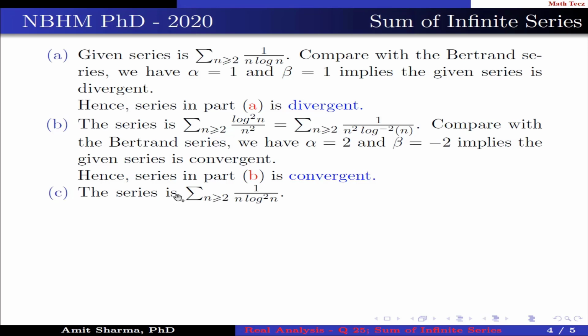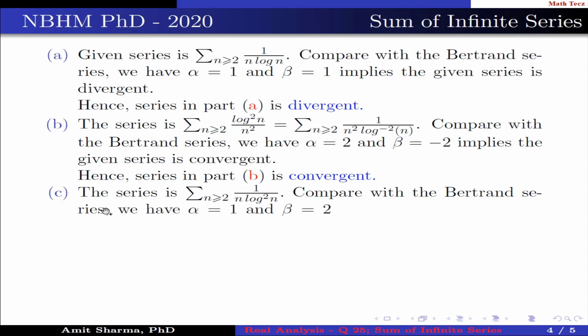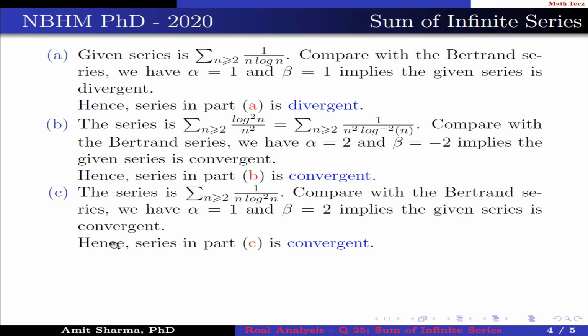Part C, the series is summation n greater than or equal to 2, 1 upon n log square n. Compare with the Bertrand series. We have alpha equal to 1 and beta equal to 2. This implies the given series is convergent. Hence, the series in part C is convergent.